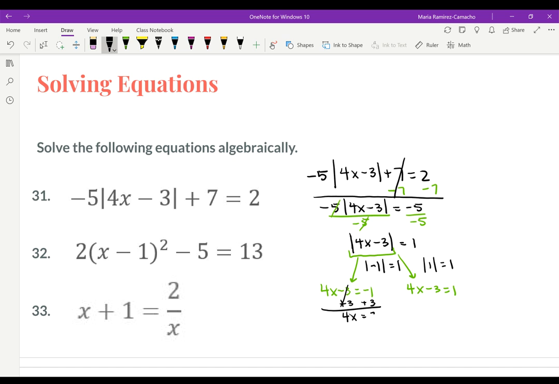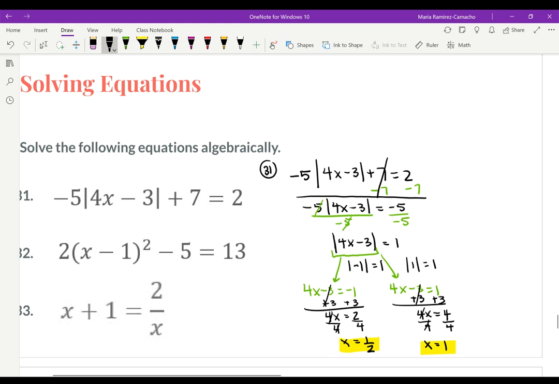One of our solutions is going to be x equals 1/2, and then the other one is going to be x equals 1. This is for number 31. You can always check that your solutions are correct by plugging them back into the original equation, verifying that they make your equation true.